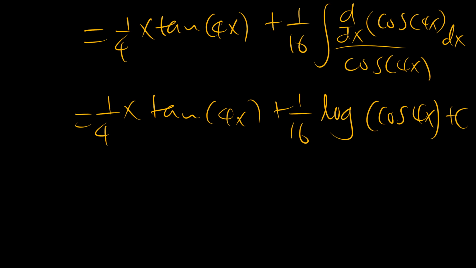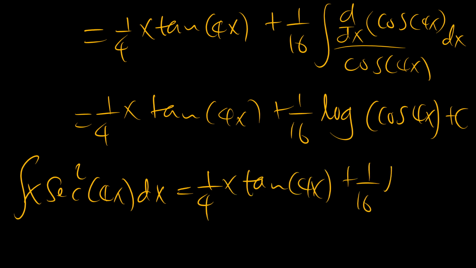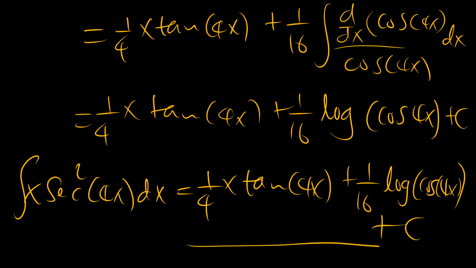So that is our answer. We can summarize this and say x times the secant squared of 4x integrated is equal to a quarter x tangent 4x plus 1 over 16 natural logarithm of cosine 4x plus the integration constant. And that is our answer, ladies and gentlemen.